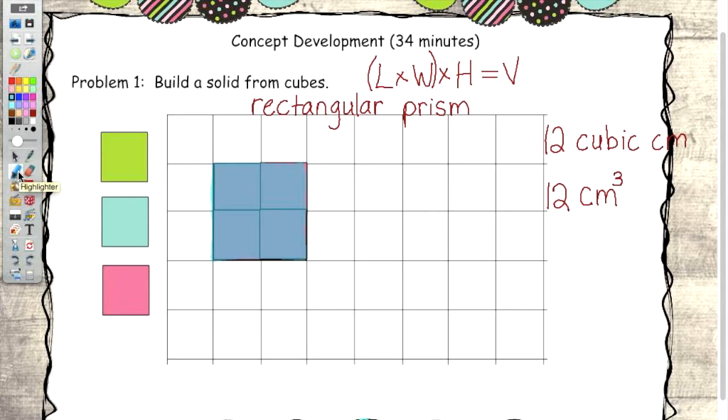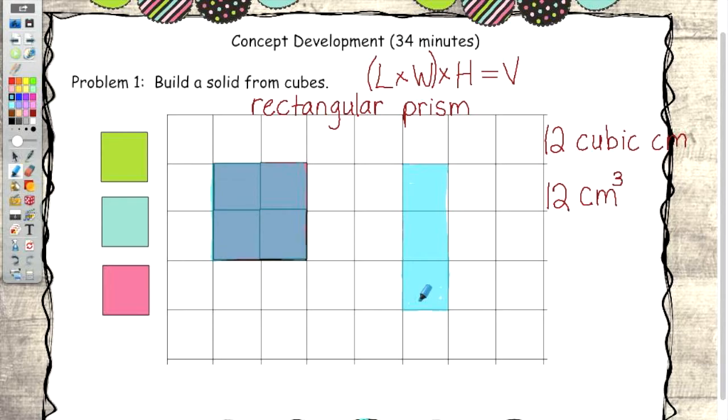The easiest way to do it is to color in your base. Okay? So I'm going to give you an example of one way to color in a base for this. I could use three cubes on the base and create a rectangular prism with 12 cubes in it.